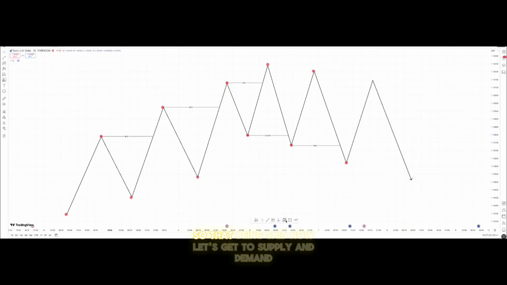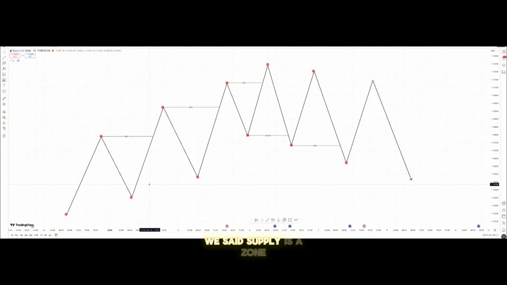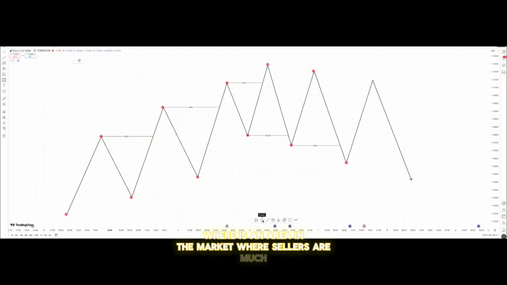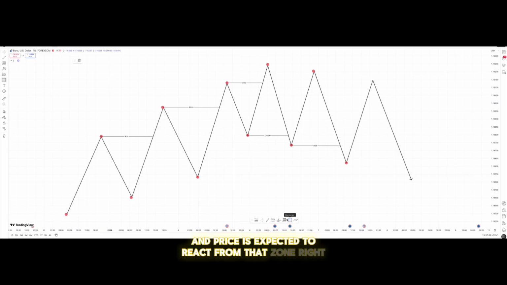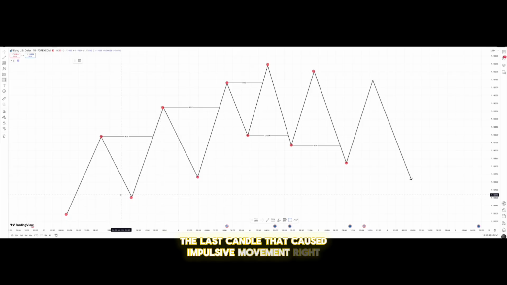So that being said, now let's get to supply and demand. Remember, we also talked about supply and demand. We said supply is an area in the market where sellers are many and price is expected to react from that zone. And we said while marking out our supply and our demand zone, we make use of the last candle that caused the impulsive movement.